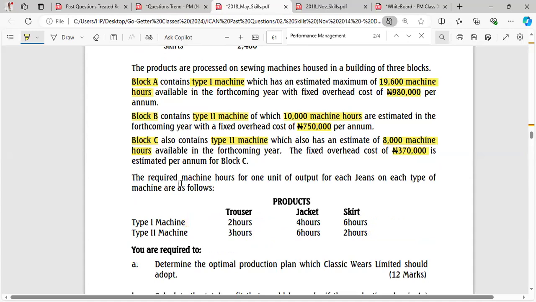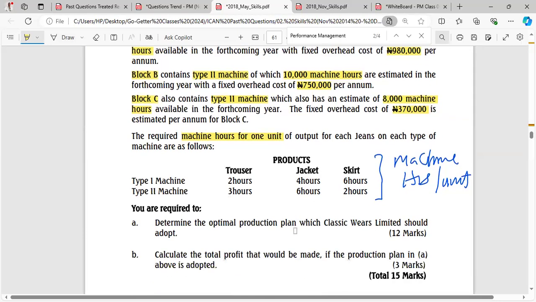The required machine hours for 1 unit. So these are machine hours per unit. It means here that in machine type 1, you have 2 hours, 4 hours, and 6 hours to make each of these. In machine type 2, we have 3 hours, 6 hours, and 2 hours.